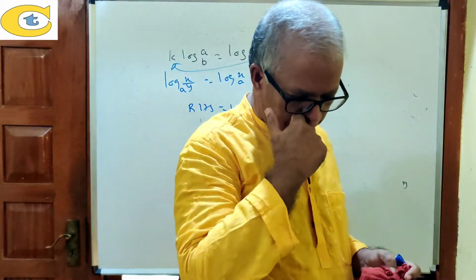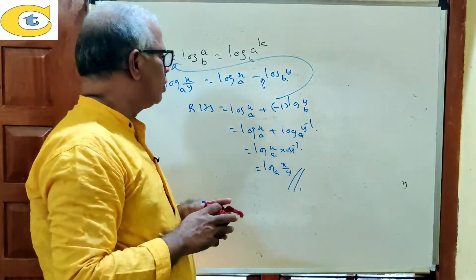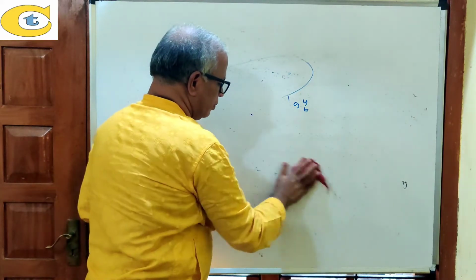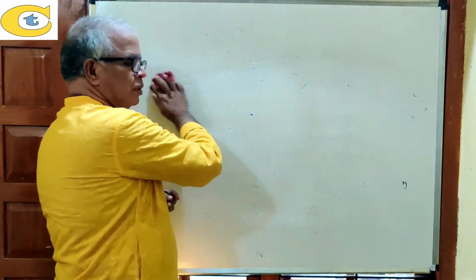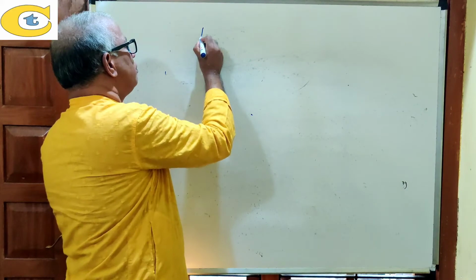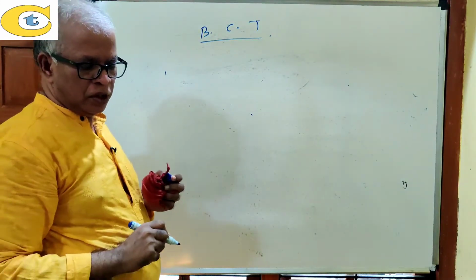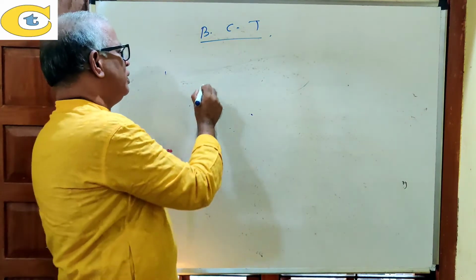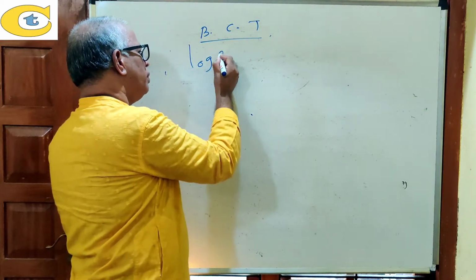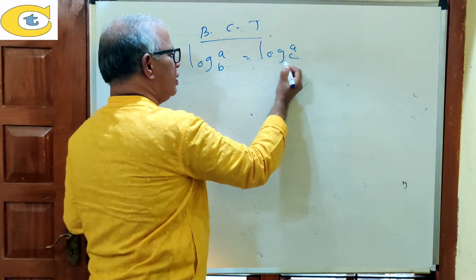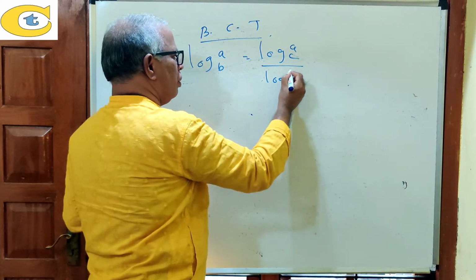Now the next property we will learn. After that we will do some sums if possible today. Otherwise sums will be done next class. Advanced sums will be taught after completing trigonometry. Say, the base changing theorem. This is used in calculus in many places. This base changing theorem is very easy. Logarithm of a to the base b is equal to logarithm of a to the base c divided by logarithm of b to the base c.